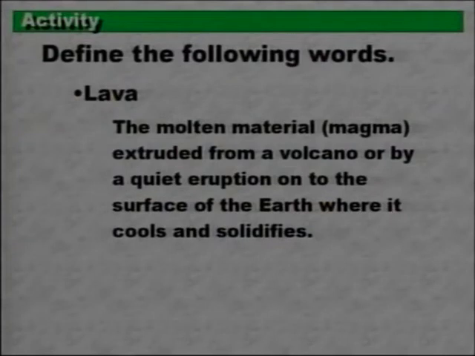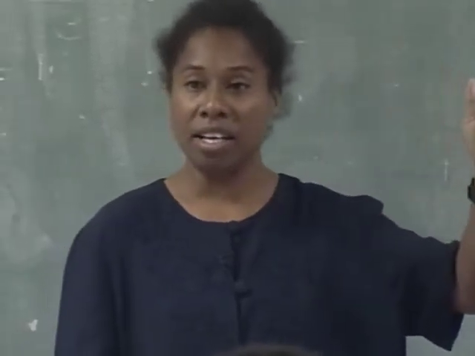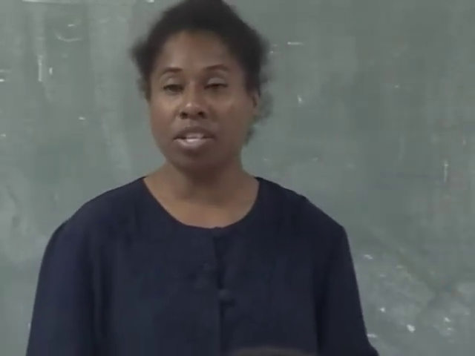The molten lava is supposed to be the molten material or magma extruded from a volcano or by a quiet eruption onto the surface of the earth where it cools and solidifies. That material, when it is under the surface, it is magma. When magma comes out onto the surface, then it becomes lava. We cannot say magma on the surface. We say lava as soon as magma reaches or comes out onto the surface.